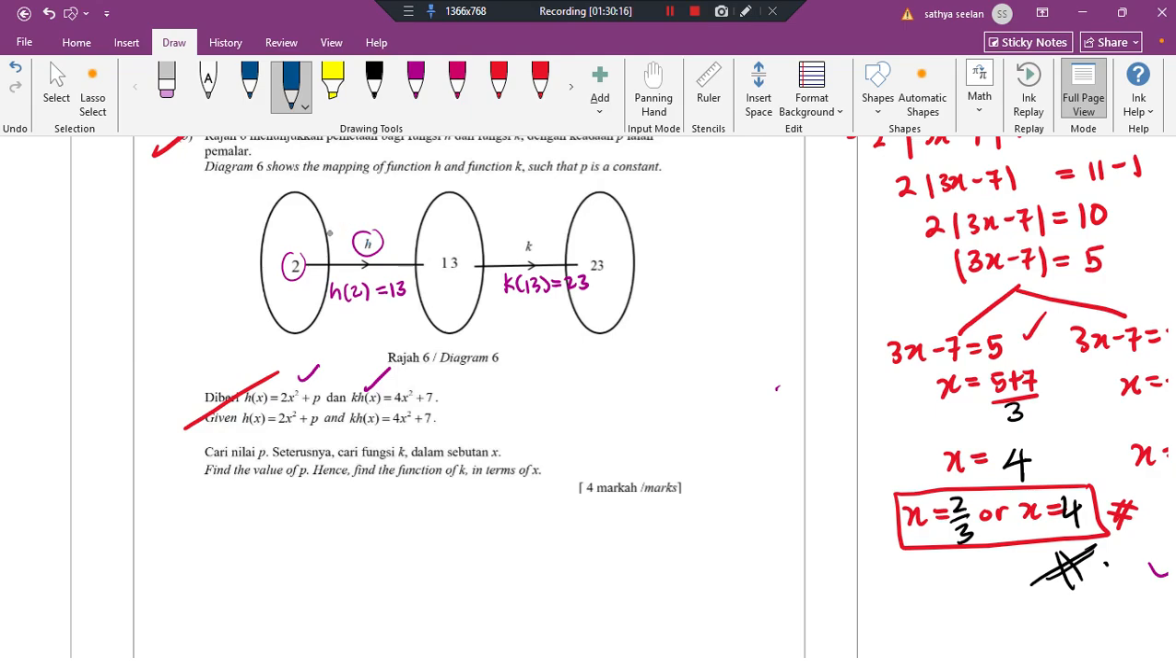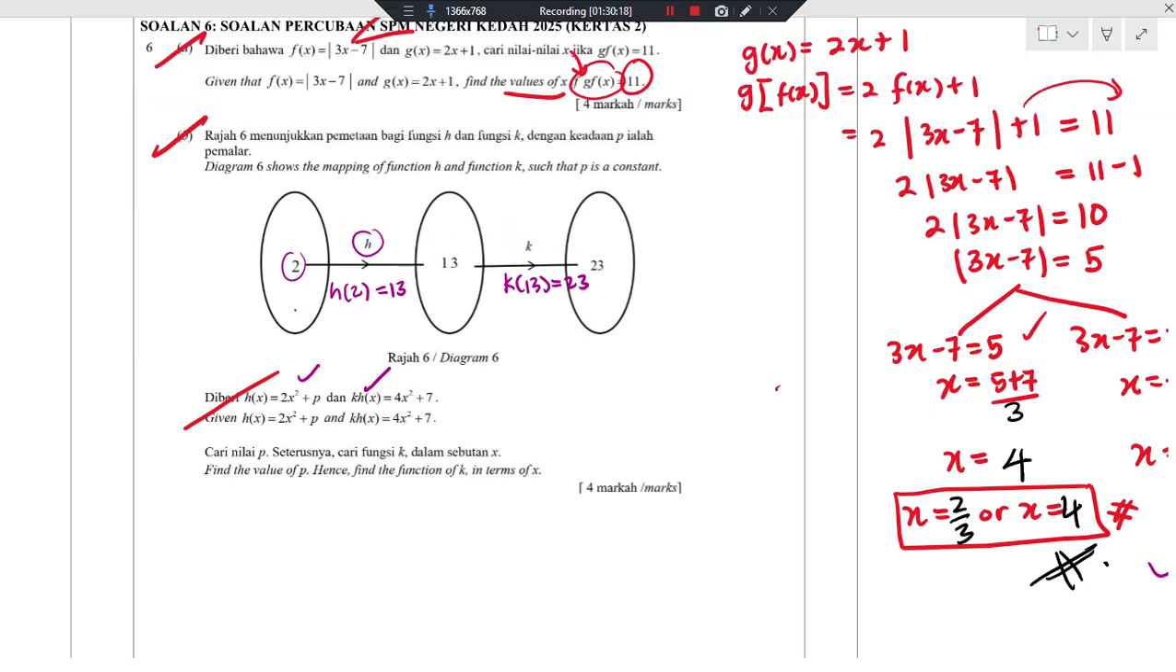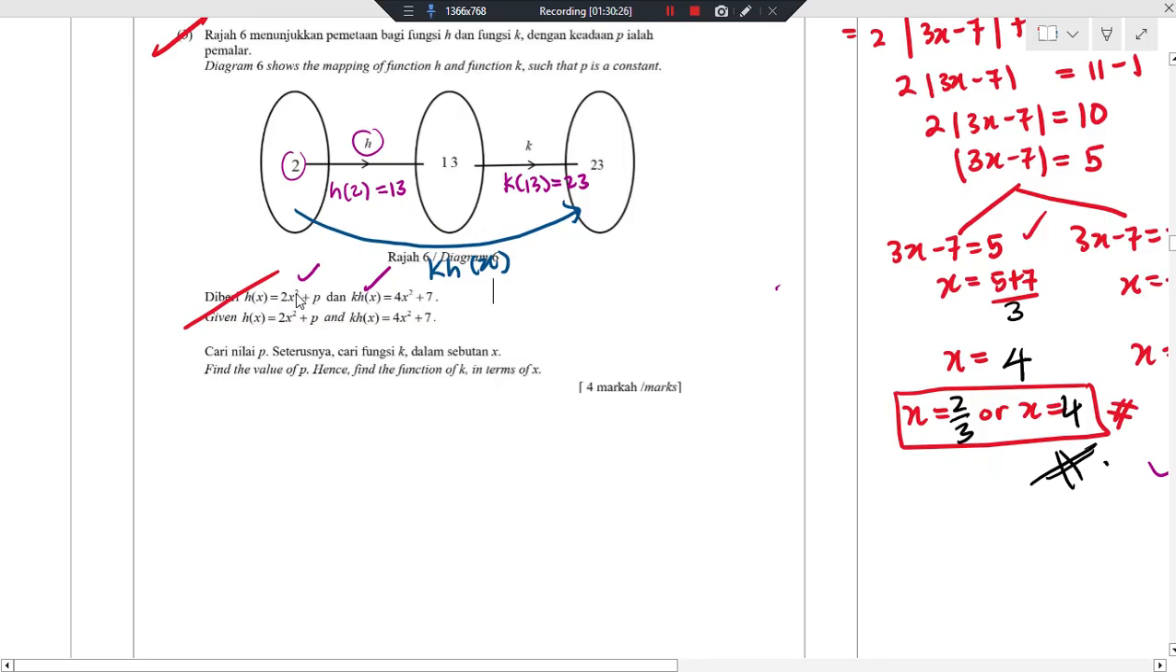We can find the value of P by simply substituting inside here. For example, you see, h(x) is given as 2x squared plus P. Betul? Okay, kalau h(2), jawapan dia kena 13. Betul tak? Okay, kita ganti.